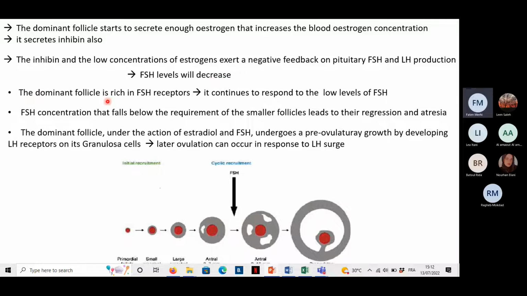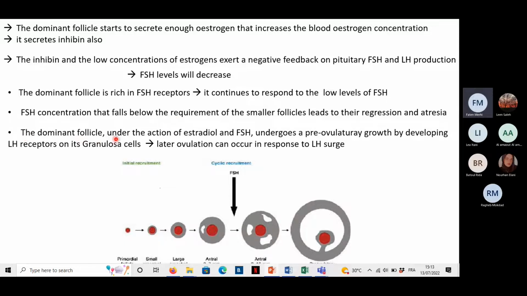Okay, now the dominant follicle is rich in FSH receptors. It can continue to respond to the low levels of FSH. However, the FSH concentration that falls below the requirement of the smaller follicles leads to their regression and atresia. So in the presence of those low FSH levels, the smaller follicles will die because this FSH concentration is below their requirement, below the necessary levels for their growth.